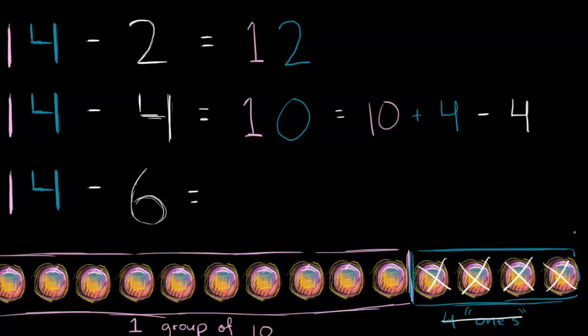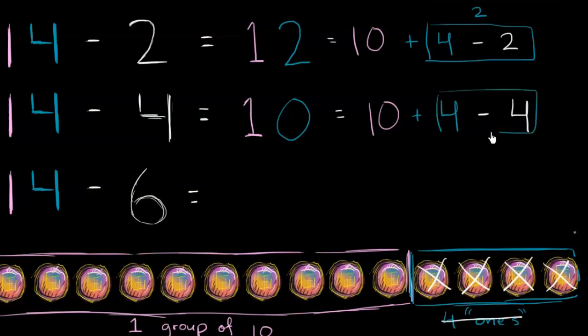We can do the same thing up here. This is equal to 14 is 10 plus 4. And then we subtracted 2. So what you're going to be left with is 10 plus, what's 4 minus 2? It's 2. So that's what we got right over here. Let me make this very clear. This simplifies to 2. This 2 right over here. This simplifies to 0. This 0 right over here.